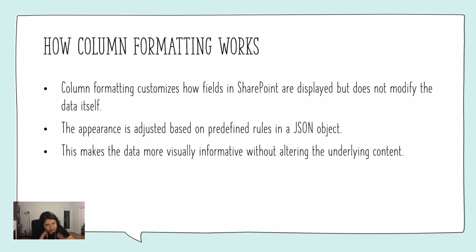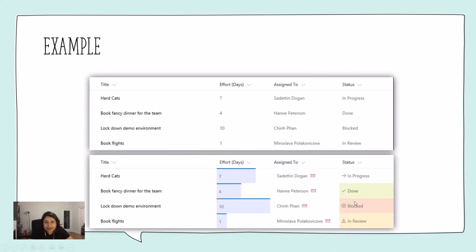It's just a predefined JSON object, and if you change the object, it makes it look different. It's basically making it more visually informative, and it's not changing any underlying content. To look at an example, we have a list on the top which has a lot of details, but the list at the bottom uses conditional formatting, different kinds of formatting on columns, and that makes it look more readable, easy to understand.